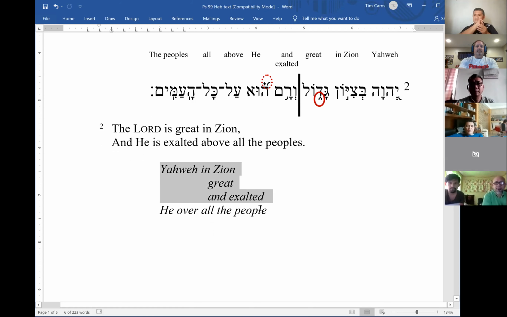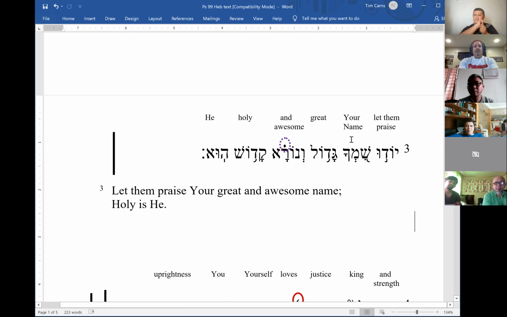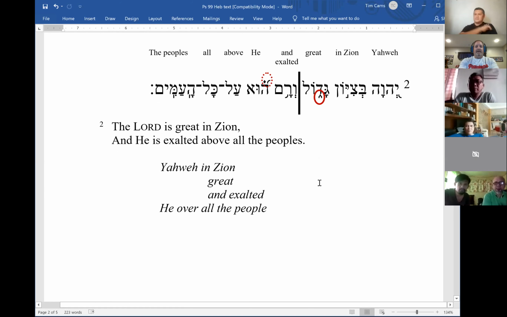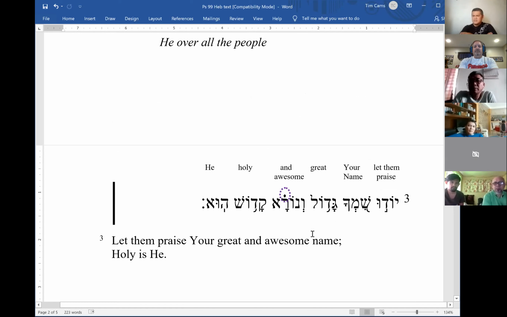All right, let's look at verse 3. Now here, we don't have one of these top hats. There's another accent. It's not as common. It's not as significant or major as the top hat. It's called a revia, basically. But it also serves as a divider. So notice here, let them praise your name, great and awesome. Holy is he. So let them praise your great and awesome name.